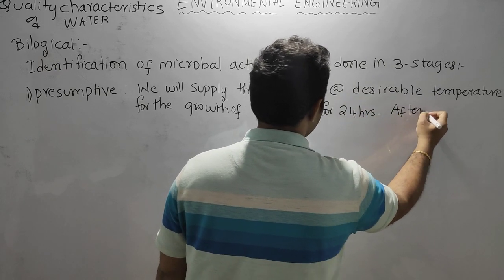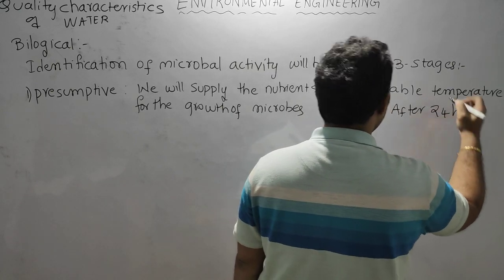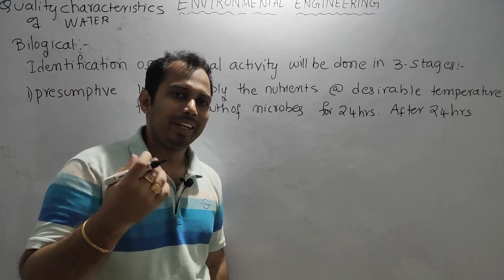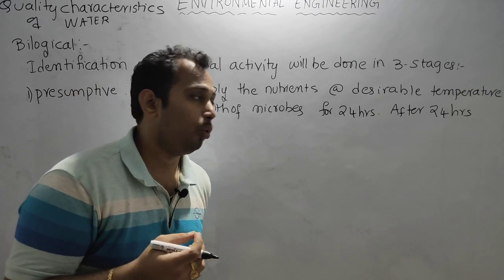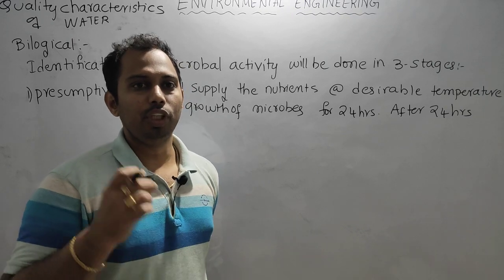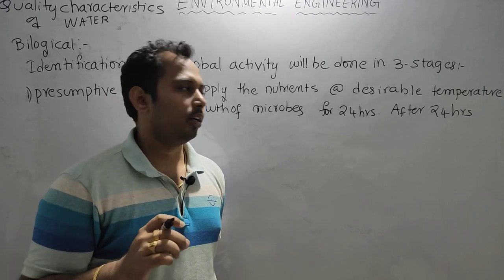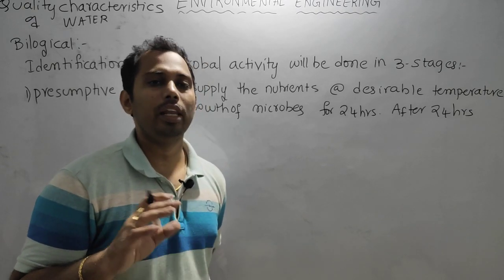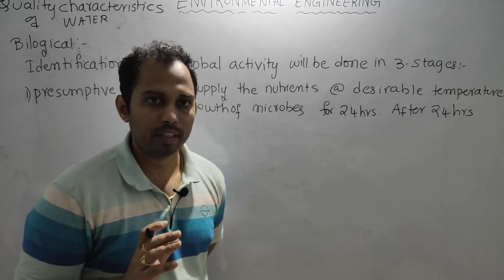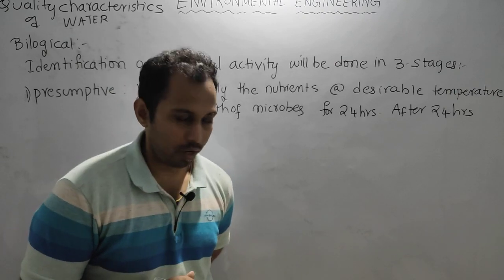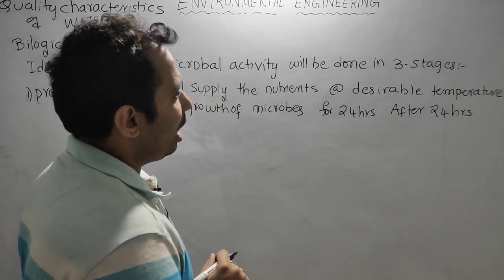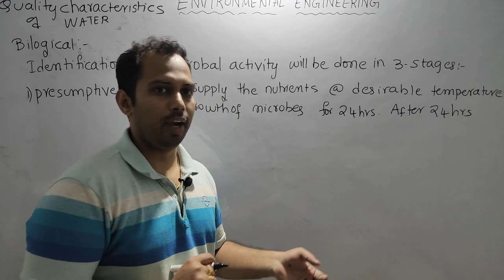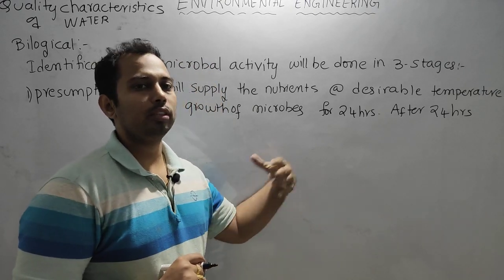After 24 hours, whenever these microbes are consuming the food, they will evolve gas. Because of the decomposition, I told you in the previous sessions, CO2 is the basic gas which comes out of decomposition. That is why the alkalinity, the carbonates, bicarbonates are present in water. That is what I have told you already. So similarly here also, after 24 hours, the presence of the microorganism can be identified when the CO2 is evolved.